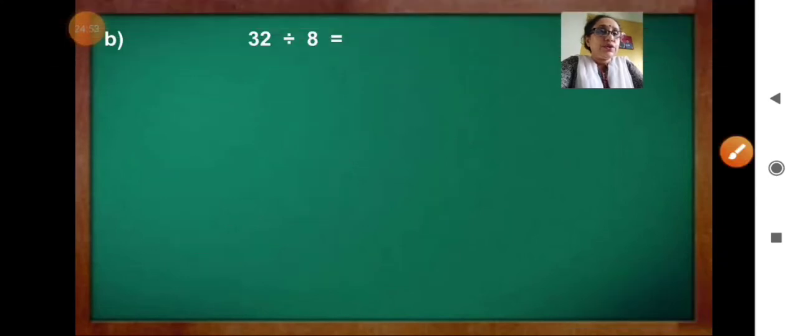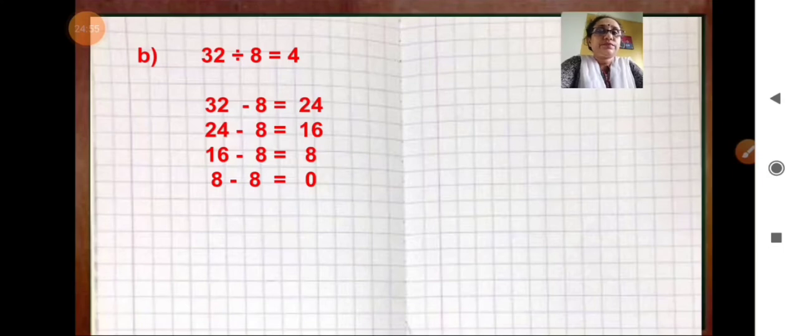Now do in your notebook. Write properly. 32 divided by 8. Say the tables of 8. You will get 8 fours are 32. So write 4. 4 is the quotient. Then 32 minus 8. 24. 24 minus 8 equal to 16. 16 minus 8 equal to 8. And 8 minus 8 is 0. Finished?